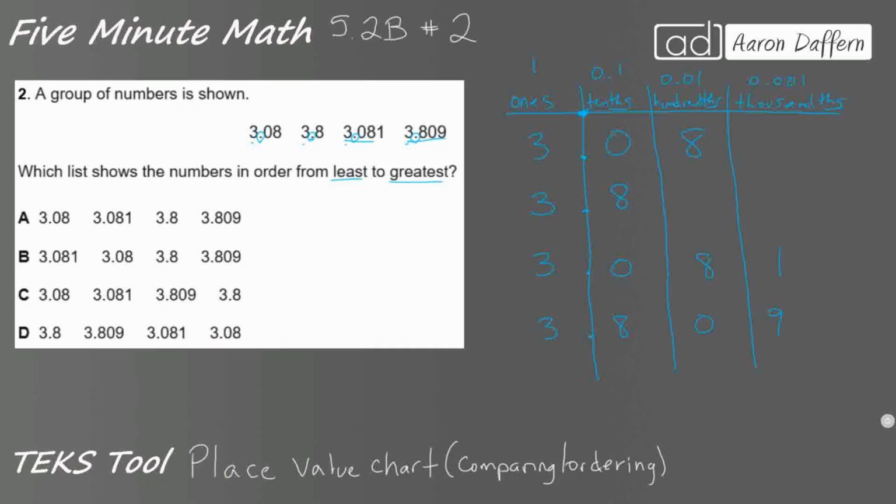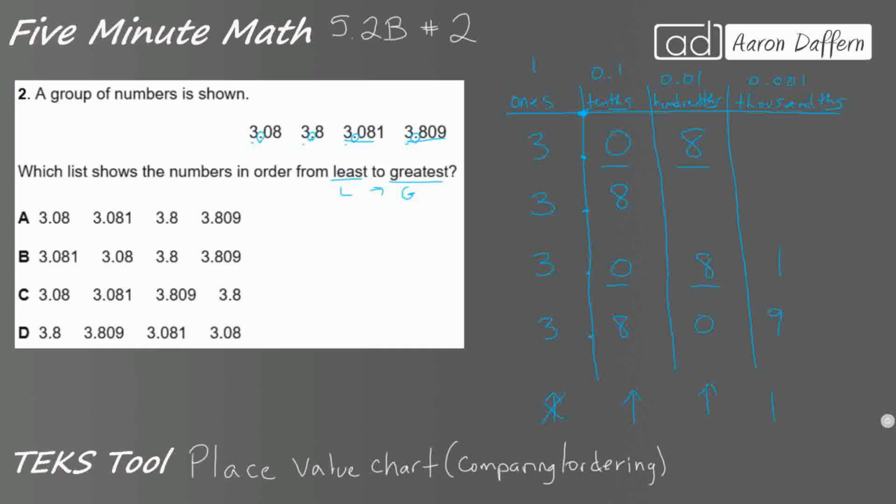When I want to compare, I always start with my largest place value. And what are we doing here? Well, they're all 3, which means I can't do anything. I can do something here because look, I've got 2 zeros and 2 8s. I'm going from least to greatest, which means I want my zeros. Zeros are smaller than 8s, so which means I'm going to have to go over here. So I'm looking at 0, 8, and I'm looking at 0, 8. Those are tied. They're the same thing.